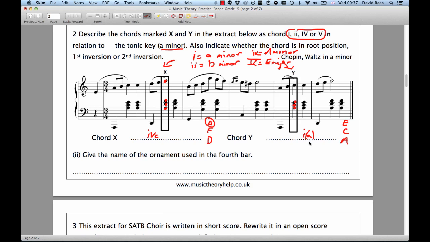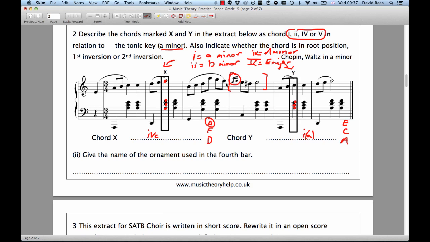The second part is just looking at this next bar, and it's asking us about these two notes here. It's saying, give the name of the ornament used in the fourth bar. Now these two notes, they're very small, so they're not rhythmic notes. They don't count towards the amount of time used up in the bar, but they are important, and what they help us to do is just decorate melodies slightly. So ornaments are often used, particularly in classical music, to make a melody a little bit more interesting. There's no trick to these really, you just have to go and learn what they're called.